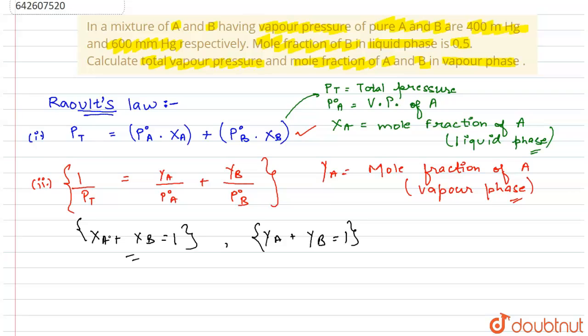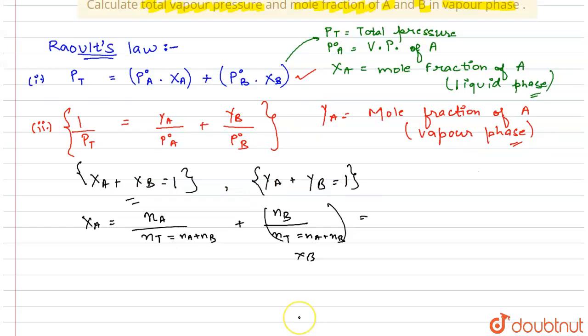The formula for XA is my number of moles of A upon total number of moles, that is Na plus Nb. The formula for XB will be Nb upon Nt, which is again Na plus Nb. So when I add XA and XB, I get Na plus Nb upon Na plus Nb, which is equal to 1. That is why I have taken XA plus XB equal to 1 and YA plus YB equal to 1.